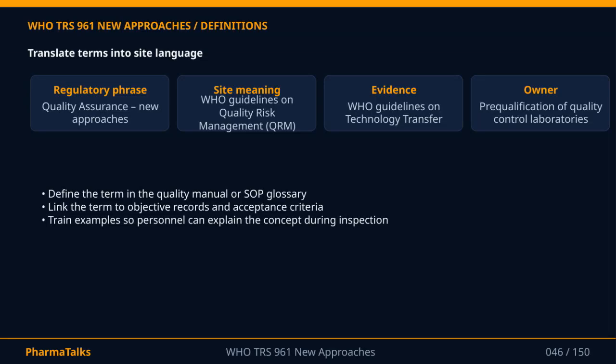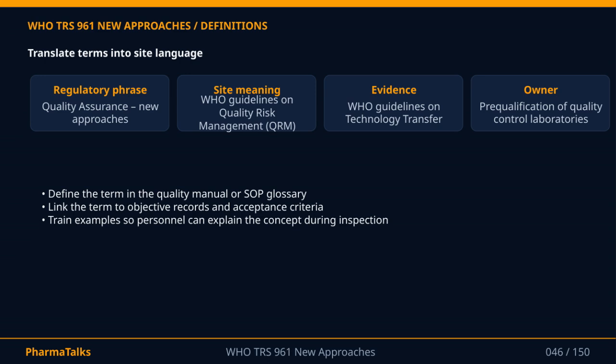On this slide, we focus on the new approaches and definitions introduced in WHO Technical Report Series 961. One key point is the importance of translating these terms into the local site language to ensure clear understanding and consistent application. Within regulatory phrasing, adapting terminology is crucial for compliance. Quality assurance is evolving, and these new approaches emphasize the significance of defining terms precisely within quality manuals or SOP glossaries. This helps to maintain clarity and consistency. Additionally, linking terms to objective records and acceptance criteria provides solid evidence during inspections.